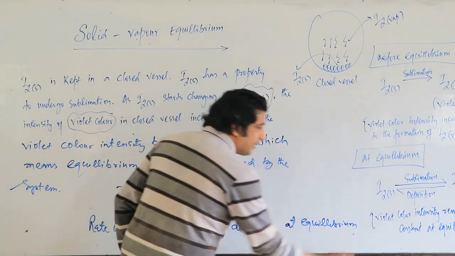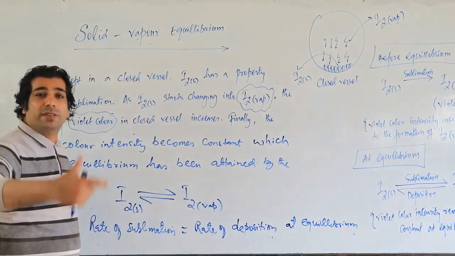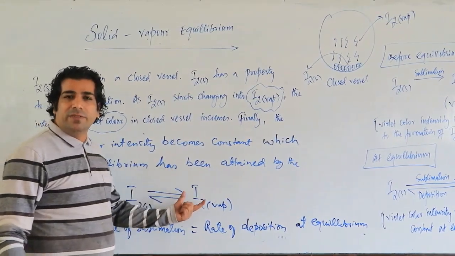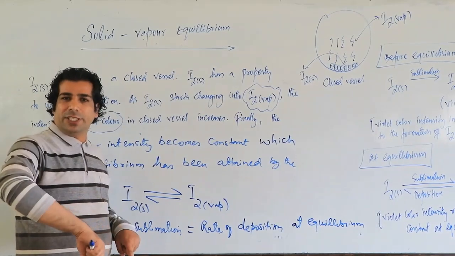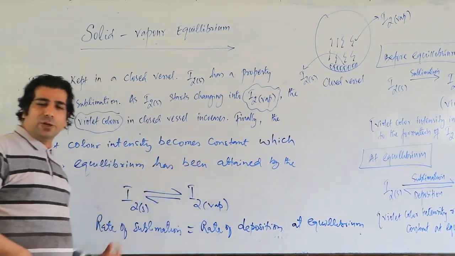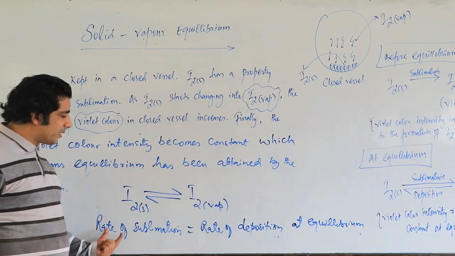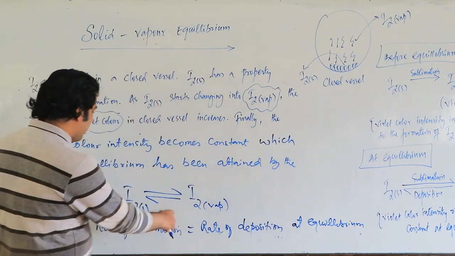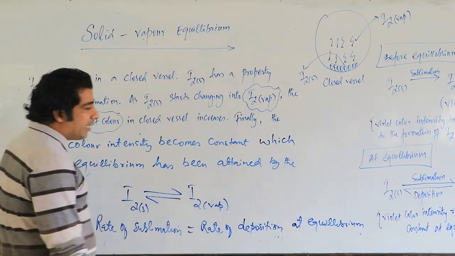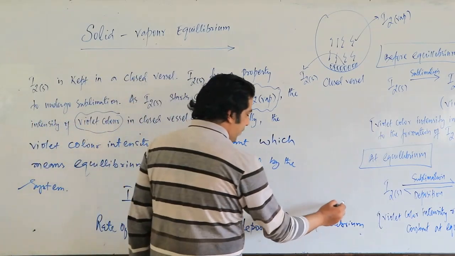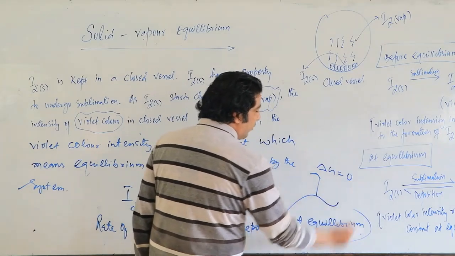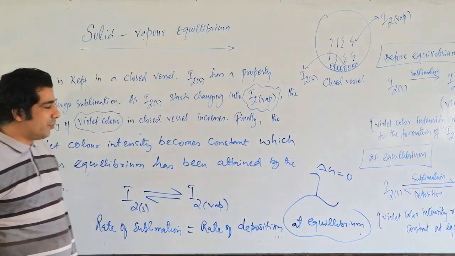The meaning is very simple. The speed or the rate or the velocity with which solid is changing into vapor, with the same speed or same velocity, vapor will change back into the solid. That's why I'm writing rate of sublimation is equal to rate of deposition at equilibrium. And you also know that at equilibrium, delta G is what? 0 obviously. So at equilibrium, our delta G for this process will become 0. Our free energy change will be 0.